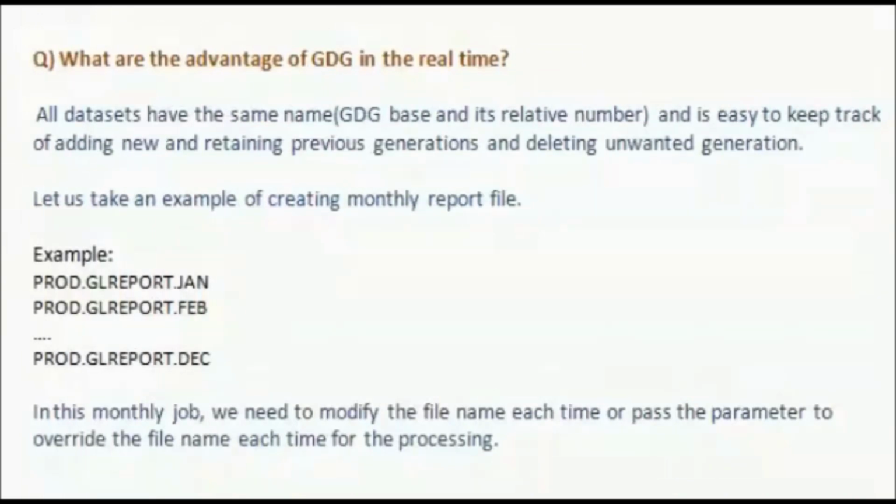In this monthly job, we need to modify the file name each time, or pass a parameter to override the file name each time for the processing. After a certain limit or next year, we may need to take a backup or delete the old generation manually. This can be overcome by using GDG. In this case, you can define the GDG base with the limit as 12, so that 12 generation files can be created. Here, no modification is required as we refer to the GDG base alone.